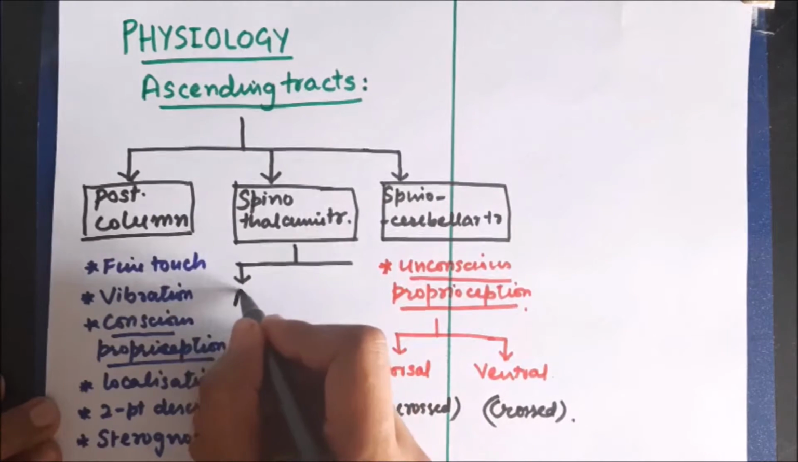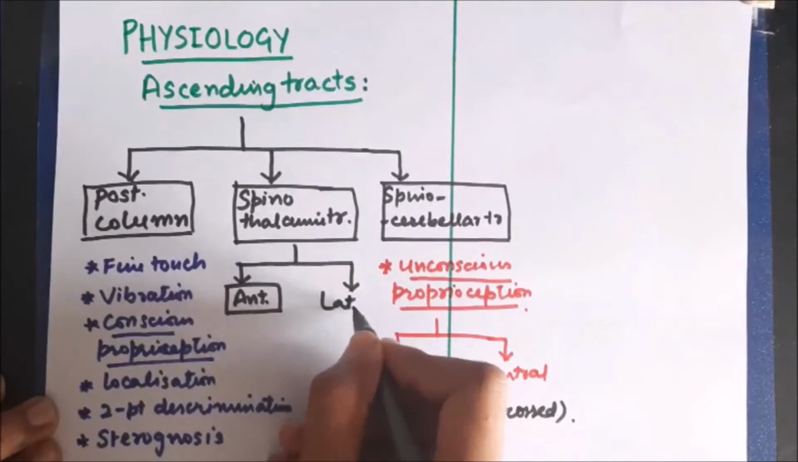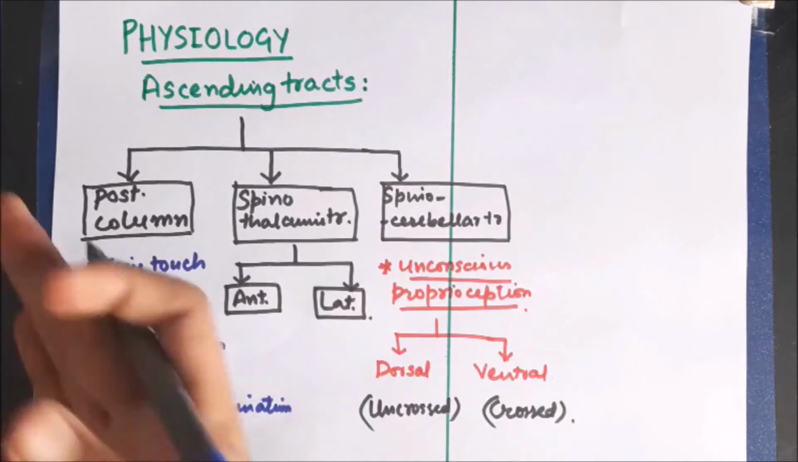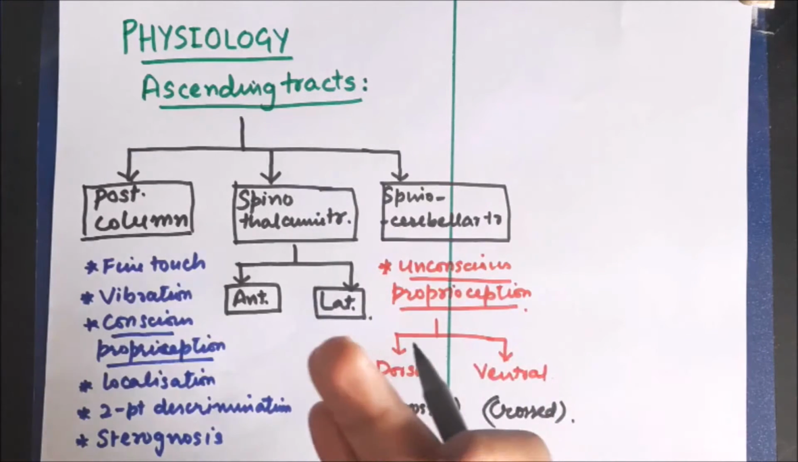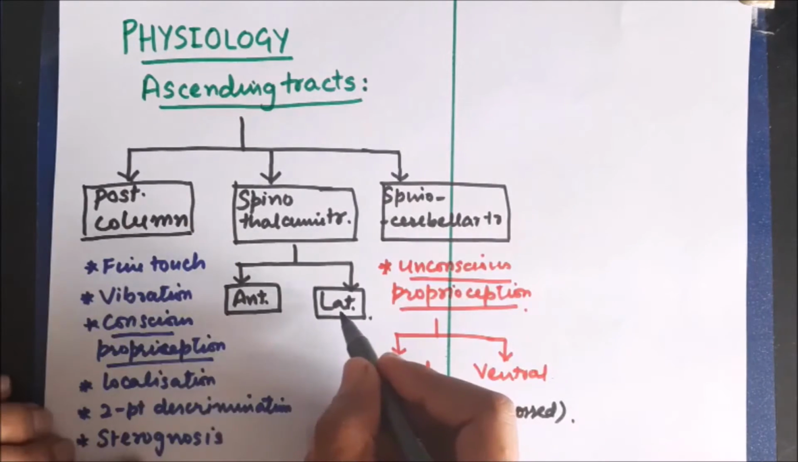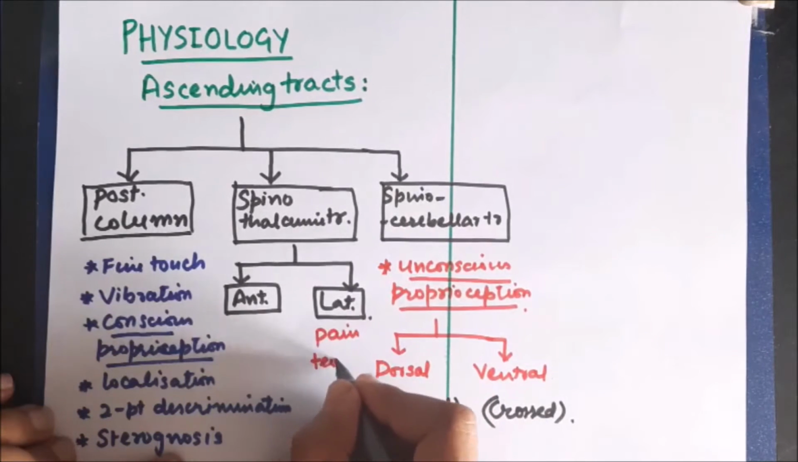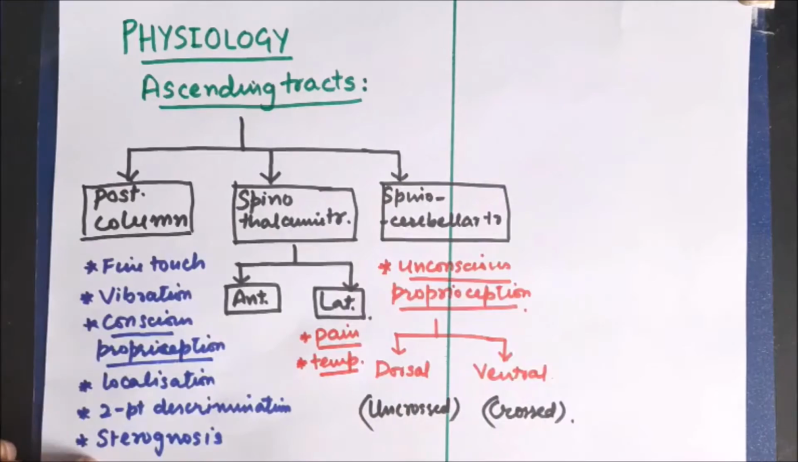Spinothalamic tracts are of two types. One is called the anterior spinothalamic tract, and some fibers of this tract cross to the other side and form the lateral spinothalamic tract. First let us see the lateral spinothalamic tract. It carries sensations of pain and temperature, and the anterior spinothalamic tract carries sensations of crude touch.